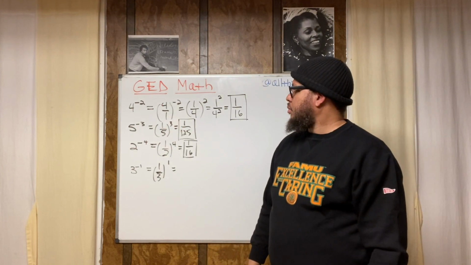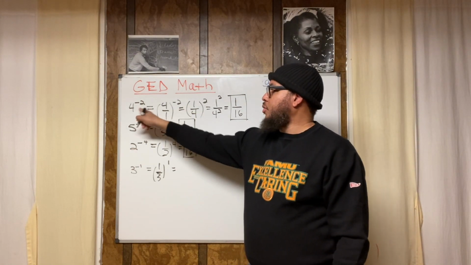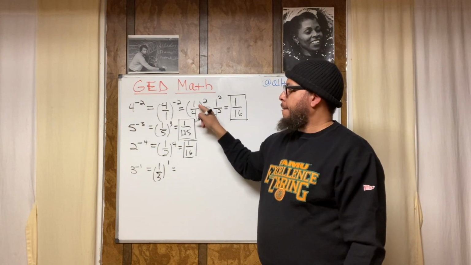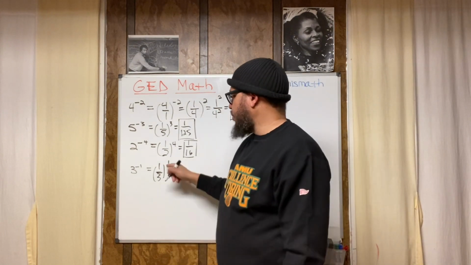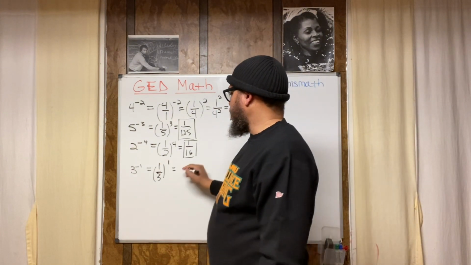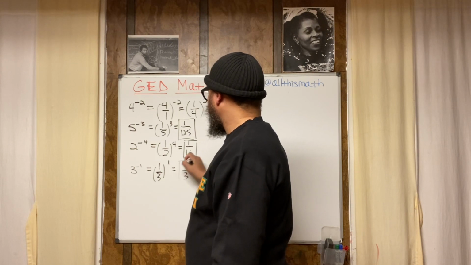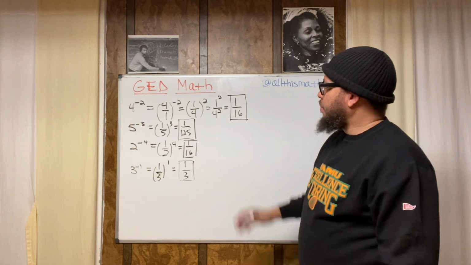Oh, no. I mean, okay, I had it right here. I did it the long way. Reciprocal of 4 is not 4/1. It's 1/4. Remember that. So now use the power rule. 1 to the first power is 1. 3 to the first power is 3. So 1/3.